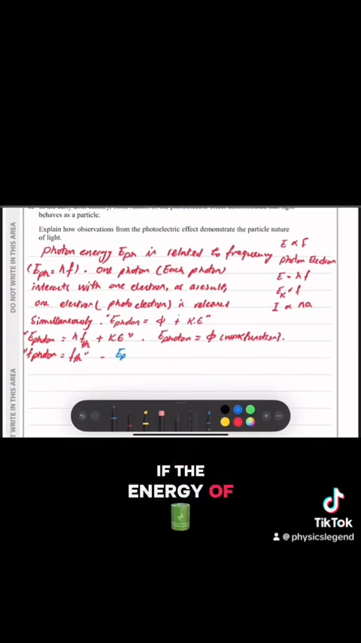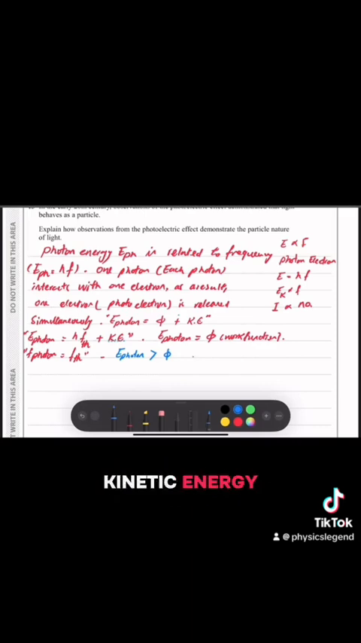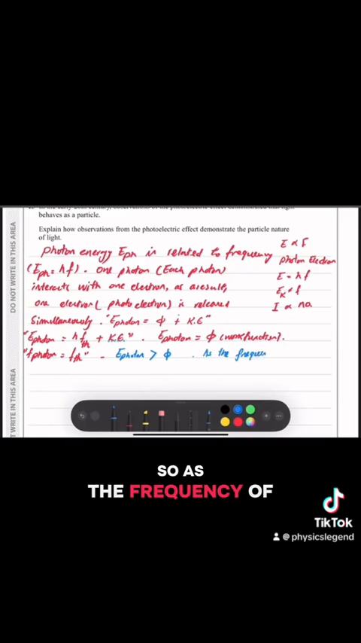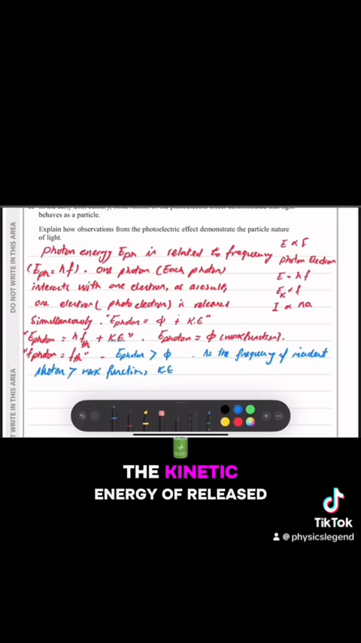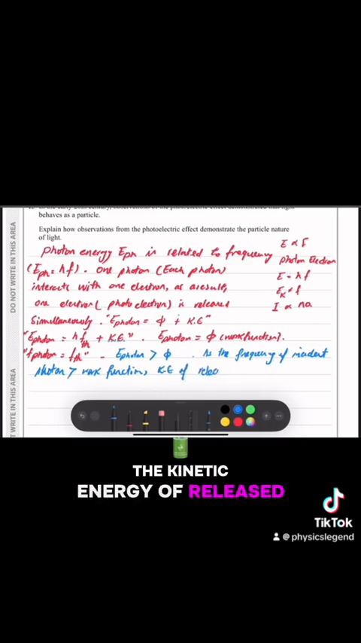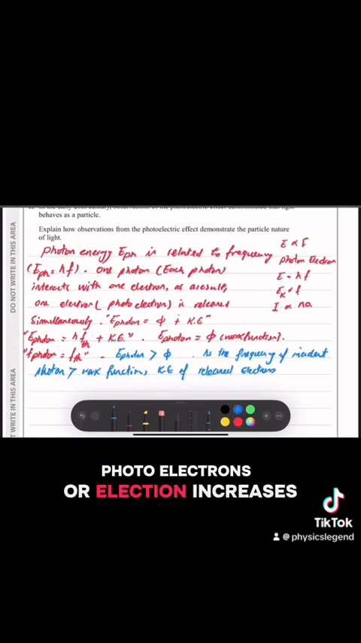If the energy of the photon is more than phi, the excessive energy is going to be given in the form of kinetic energy. So as the frequency of the incident photon is more than the threshold, the kinetic energy of released photoelectrons or electrons increases as well.